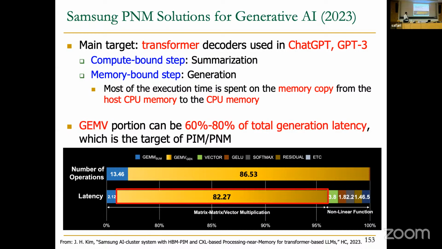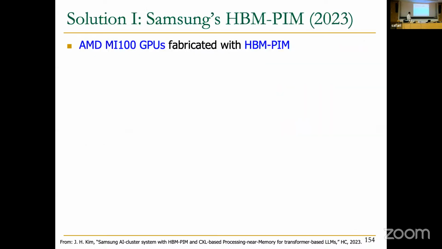So here again is a breakdown of this generation step. The main function in the generation step is general matrix vector multiplication, GEMV, and 60% of the latency for inference for this particular implementation of GPT was spent over there. And so this is a key function that you want to accelerate using processing in memory.